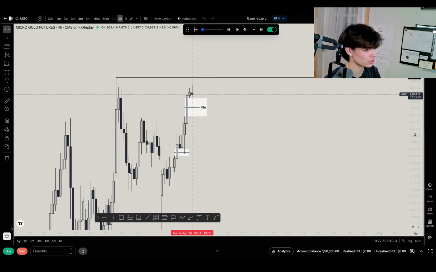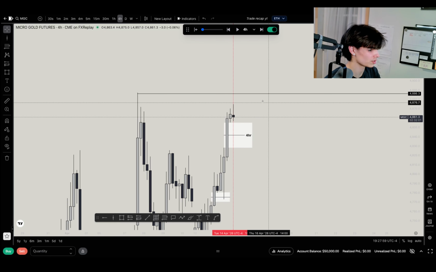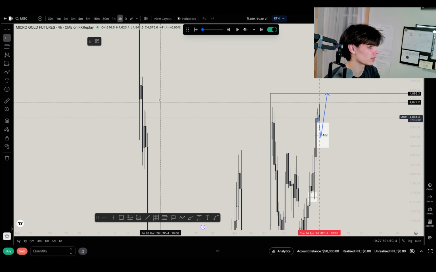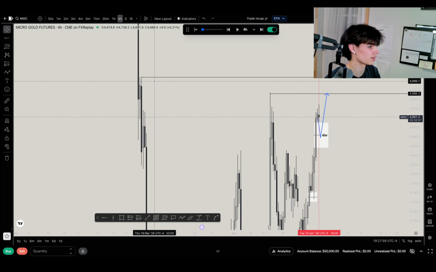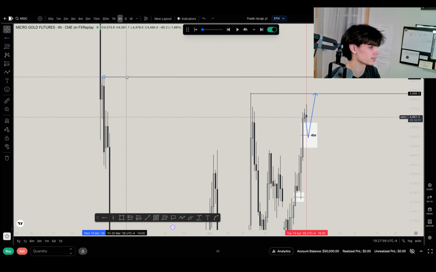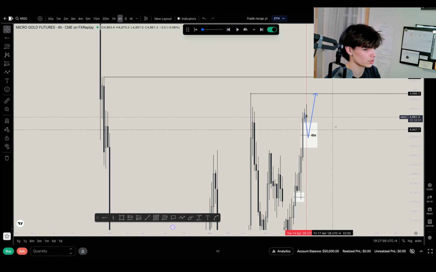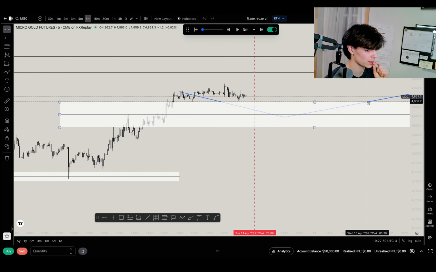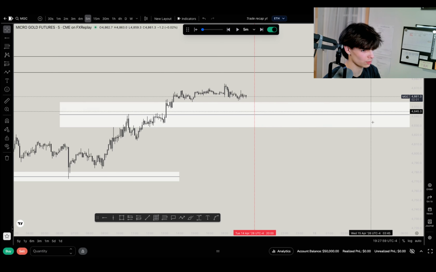So my plan was just for us to come into this 4 hour fair value gap and just reject. So something like this, basically. This was like my main draw, and we also had this intermediate high, so basically just a high inside a gap. That was also a good draw. So basically these were my draws.